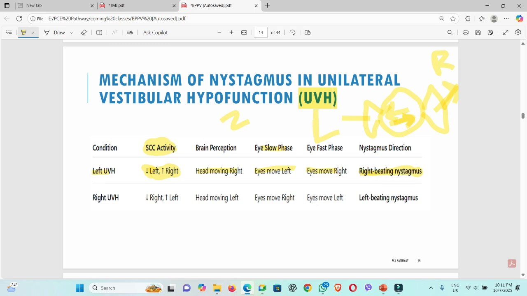So in the exam they can ask: you are checking a person with a left ear injury or left-sided trauma. He had a hit on the left side and came to you, right? You checked, and upon checking, which side nystagmus will you see? If the person has left UVH, hypofunction of the left side, we would notice right-beating nystagmus. Clear? I'm not reading this. This is just the opposite of the upper one.